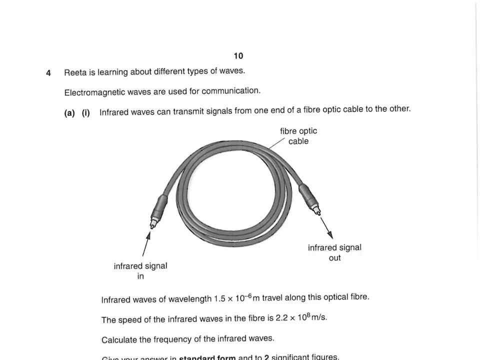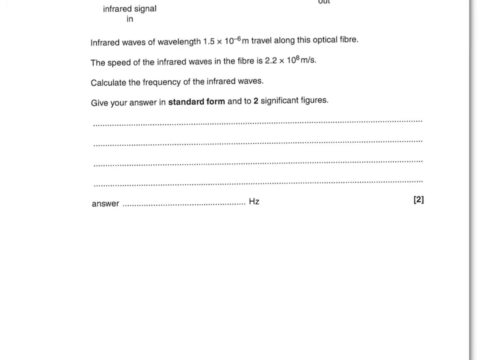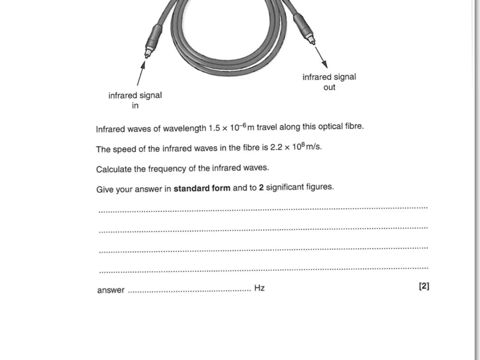So next question. Rita is learning about different types of waves. Electromagnetic waves are used for communication. Infrared waves can transmit signals from one end of a fibre optic cable to the other. It gives you the wavelength and the speed. It asks you to calculate the frequency of the infrared waves. If you look at the front of your paper, you will find the formula for this.